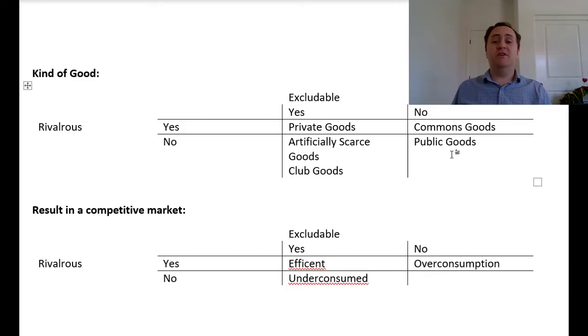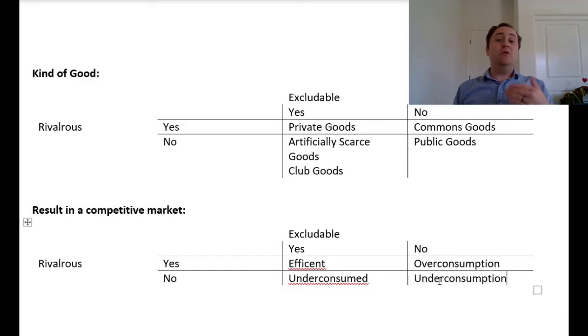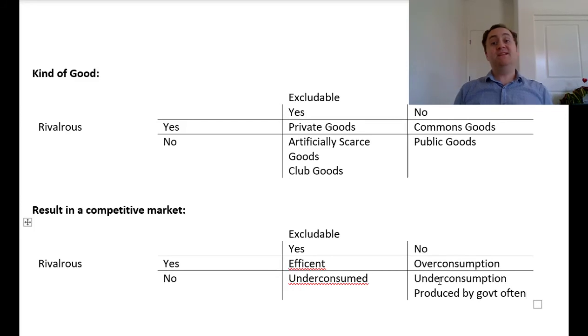So the problem with public goods is that it's very hard to turn a profit on them. You can't make any money using public goods because you can't force anybody to pay for them. And so we get under consumption because no one's going to be willing to produce the good because they can't get paid for the good. This is typically why public goods end up being produced by the government. Because the government can force you to pay for the good, because they can force you to pay your taxes. And so things like national defense and street lights are often provided by the government.